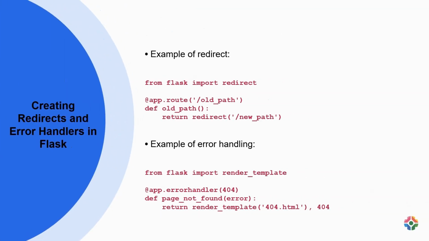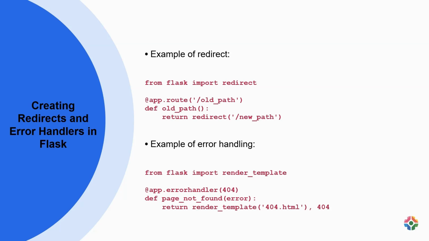In web development using Flask, redirects are utilized to direct users to a different URL. This can be achieved using the redirect function from Flask, like in this example. Python: from flask import redirect, @app.route('/oldpath'), def oldpath, return redirect('/newpath'). On the other hand, error handling is crucial to gracefully manage errors that may occur during application execution.